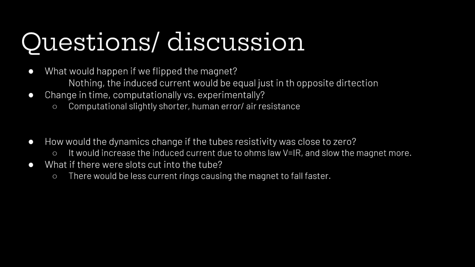How would the dynamics change if the tube's resistivity was close to zero? It would increase the induced current due to Ohm's law, where volts equals current times resistance, and slow the magnet more. What if there were slots cut into the tube? There would be fewer magnetic rings, or I guess current rings, causing the magnet to fall faster.